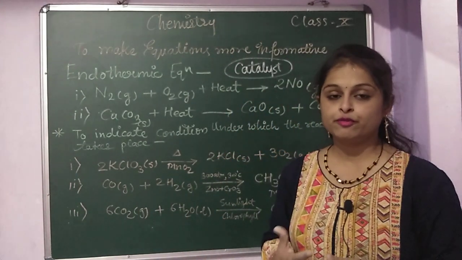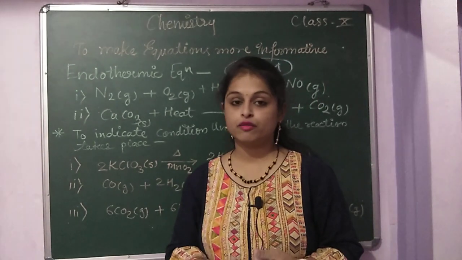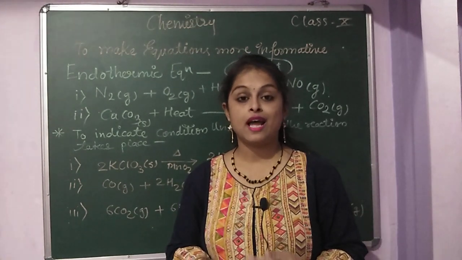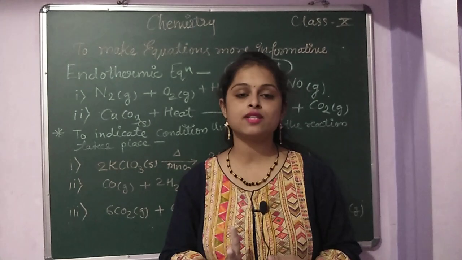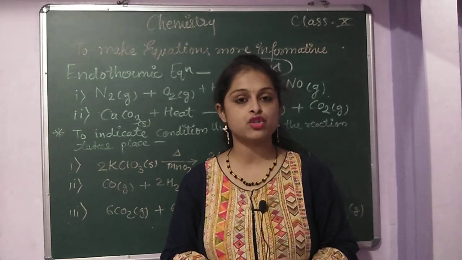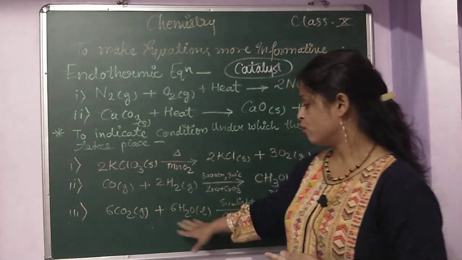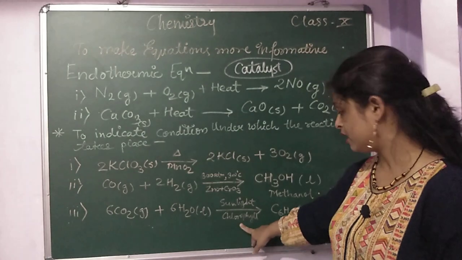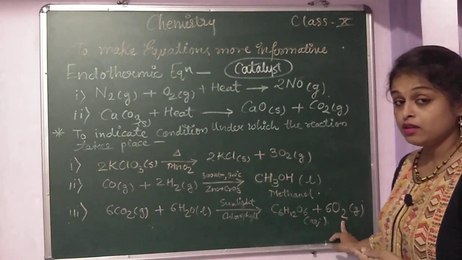And one more thing, photosynthesis needs sunlight. Without sunlight, the photosynthesis reaction never takes place. And the pigment which is present in the leaf, that is chlorophyll, these two things are very important for the completion of the photosynthesis reaction. See here, carbon dioxide is there, water is there, above the arrow sunlight and chlorophyll are given. They give glucose in aqueous form and oxygen is also there.